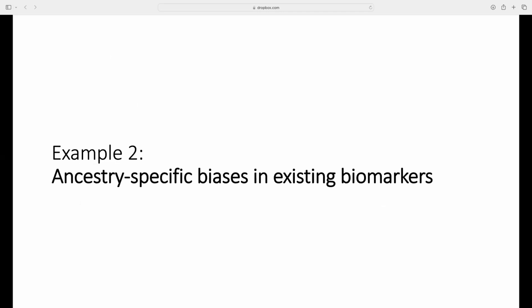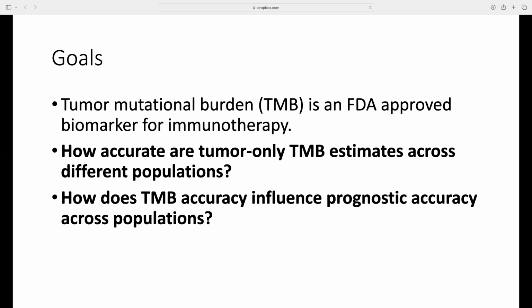The next example that I want to present is one in which ancestry actually introduces biases in existing clinically approved biomarkers, and how incorporating ancestry can help address those biases. And specifically, I'm going to be talking about tumor mutational burden, or TMB, in the context of the treatment of immunotherapy or immune checkpoint inhibitors.